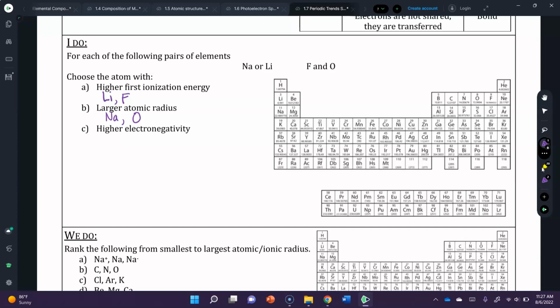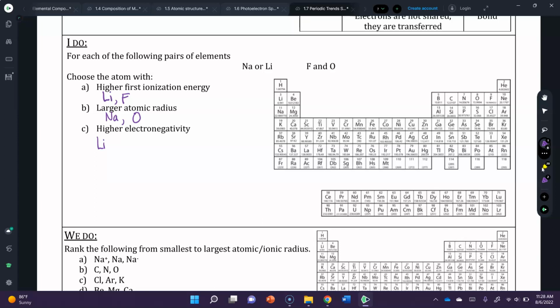Then finally C, higher electronegativity, sodium versus lithium. That is going to be lithium because the electrons are closer to the nucleus, and thus it's able to attract better.